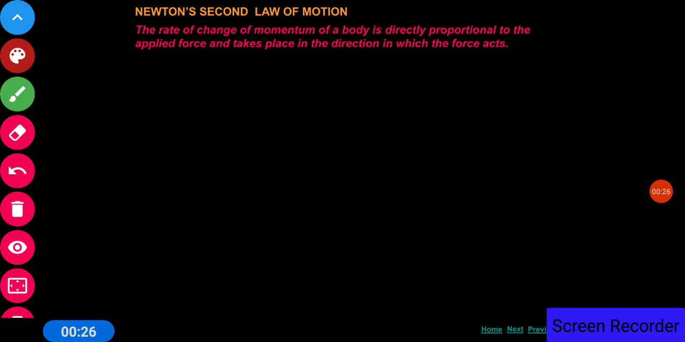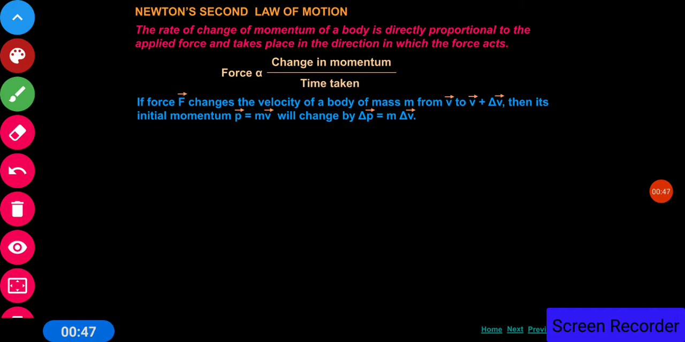The rate of change of momentum of a body is directly proportional to the applied force and takes place in the direction in which the force acts. This you have already studied in class 9th. So force is proportional to change in momentum upon time taken. If force F changes the velocity of a body of mass m from v to v plus del v, then its initial momentum p = mv will change by del p = m del v.